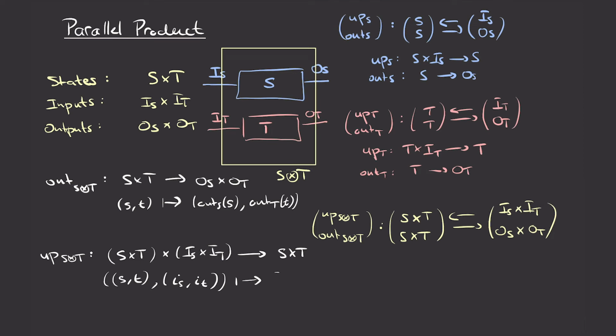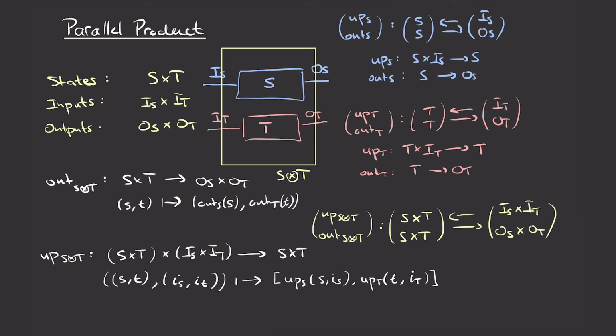So writing this out, this becomes up s of s is. So that's our new state in S. And then in parallel, we also want to update our state in T. So we apply up t to the element small t and the input it. And that gives us a pair of states, one in S and one in T.